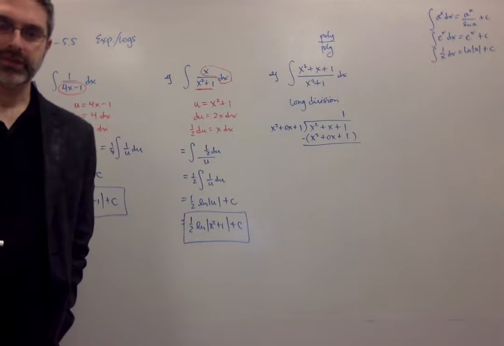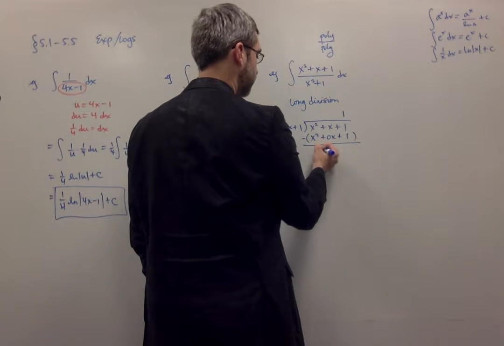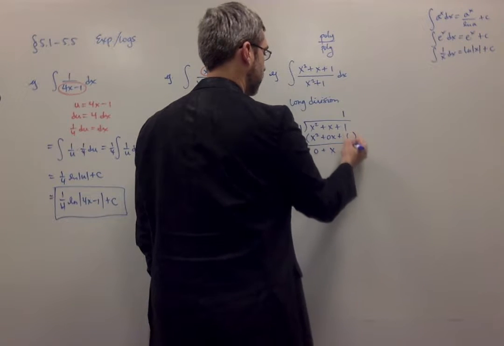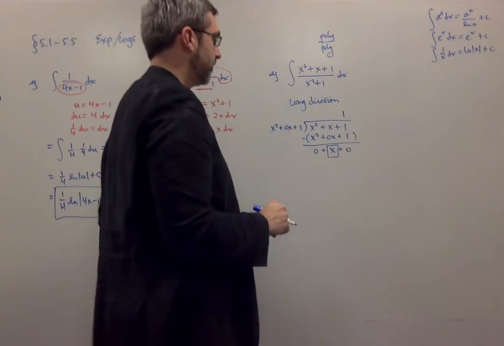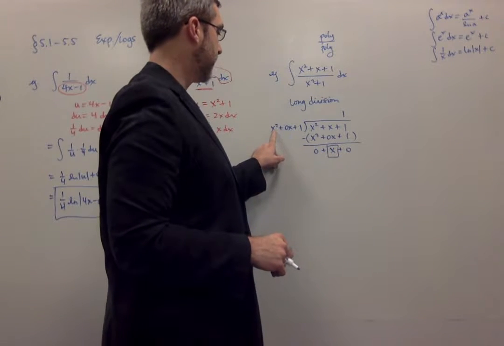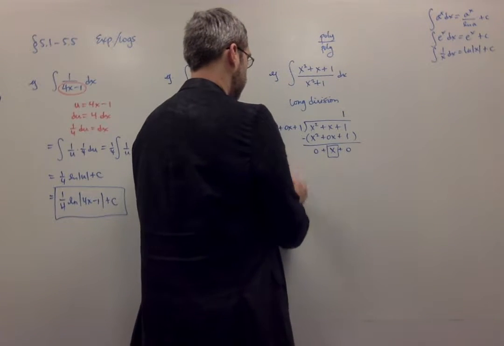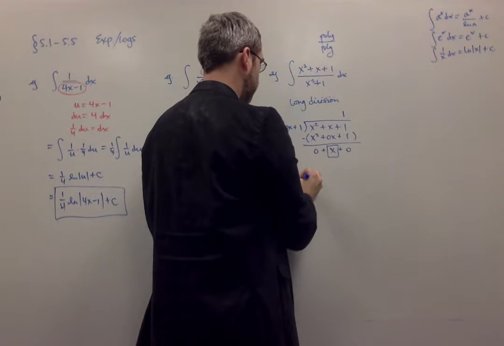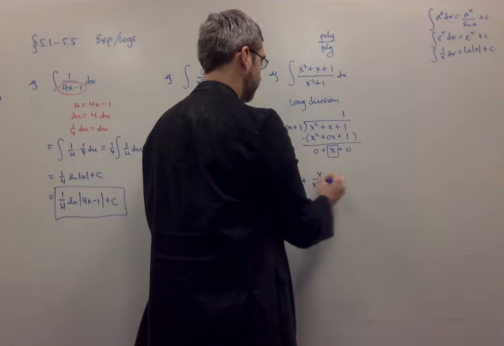Is this seeming familiar? Okay, x squared minus x squared is 0. x minus 0x is just going to be x. And then 1 minus 1 is 0. So this is the part that's left over. Once the power that's left over here is less than the top power here, you're actually done. And what this quotient ends up being is 1 plus a remainder. The remainder is x over what's left here, x squared plus 1.